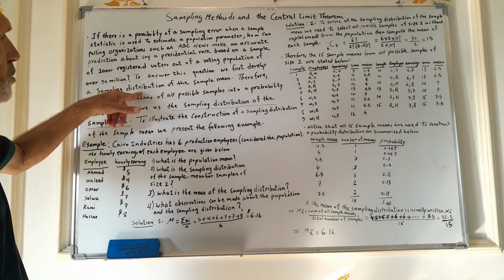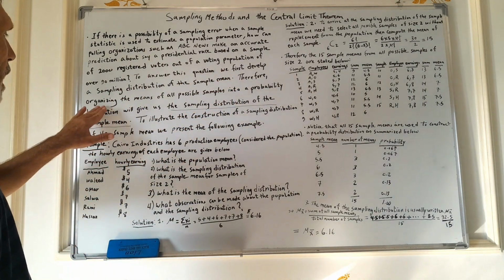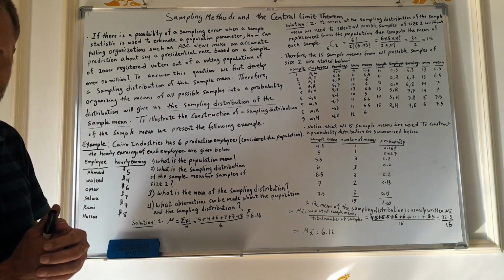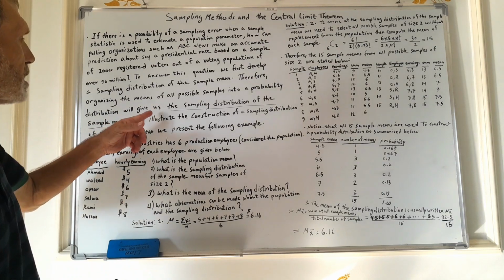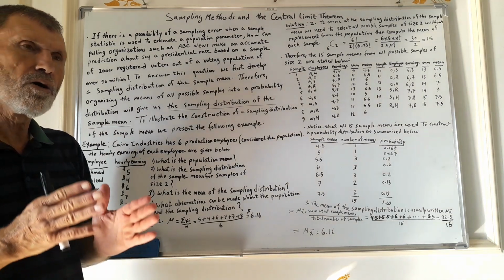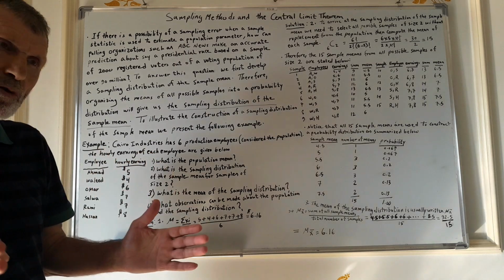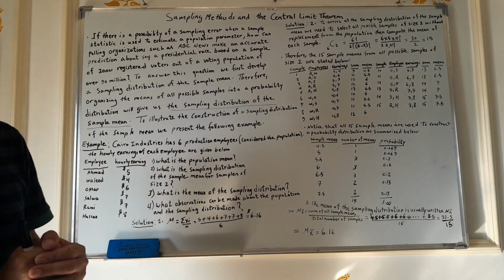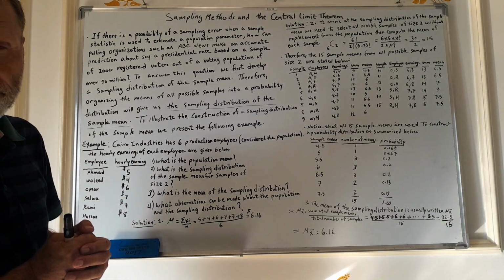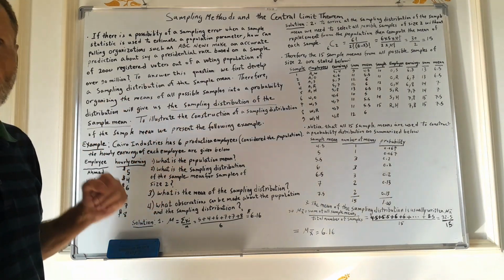So to answer this question and other related questions, we first develop a sampling distribution of the sample mean. Therefore, organizing the means of all possible samples into a probability distribution will, of course, give us the sampling distribution of the sample mean. So when you organize all the means of all different samples into a probability distribution, you will come up with the sampling distribution of the sample mean. To illustrate what we are talking about here, let us give this example and see exactly how these concepts are illustrated.